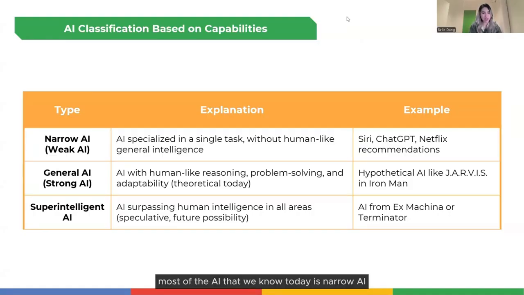Actually, most of the AI that we know of today is narrow AI. These are systems that are designed to excel at one specific task. This is like a reliable friend who is amazing at just one thing. Whether it's recommending songs, predicting the weather, or detecting spam email, this AI focuses on doing one job, and it does it well. You could always count on them.